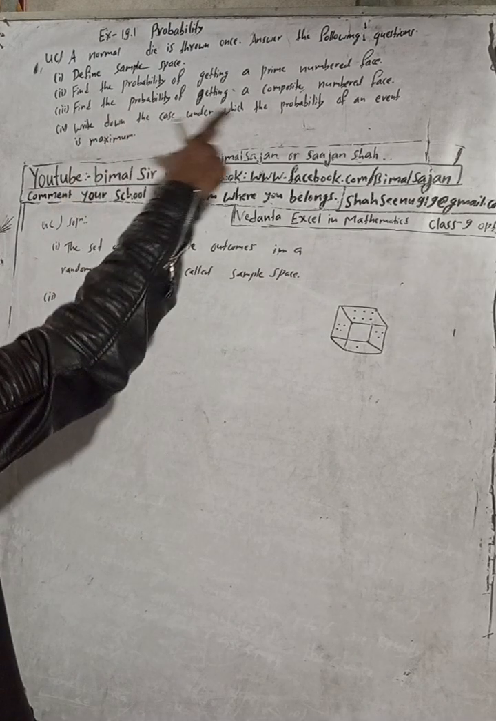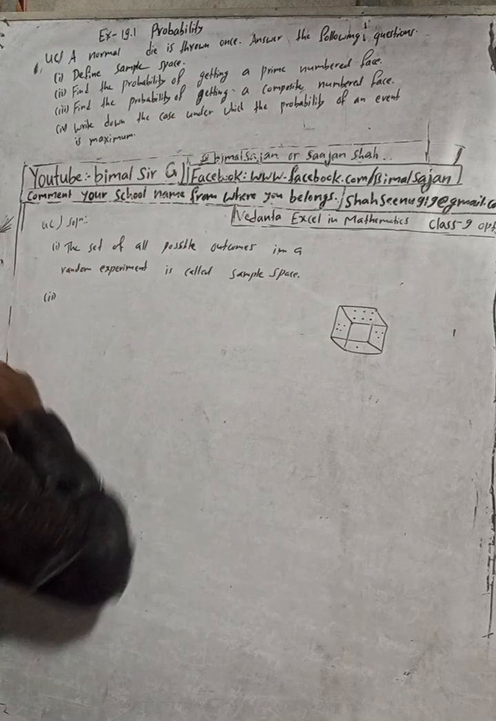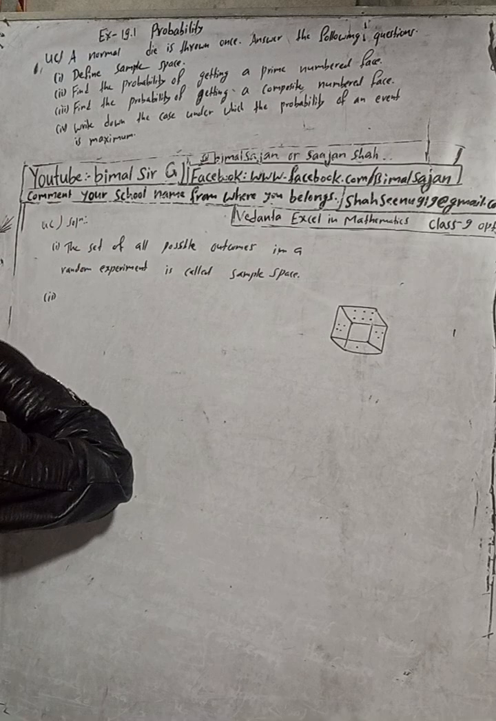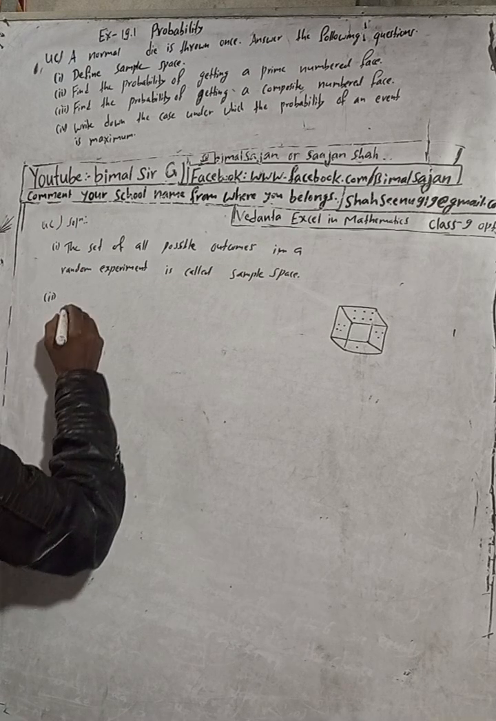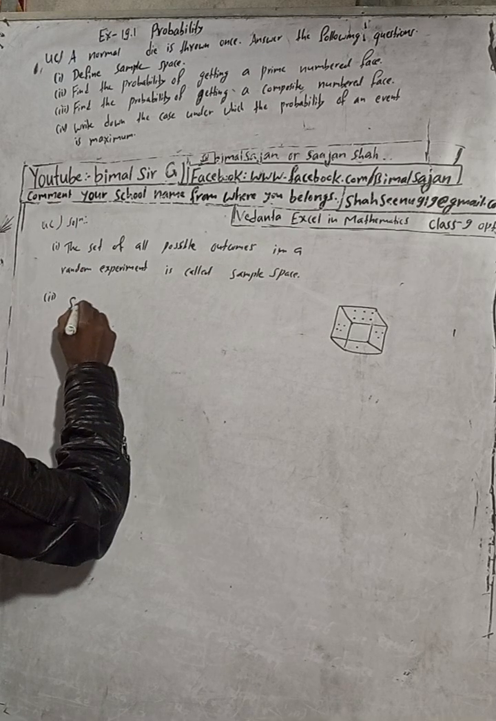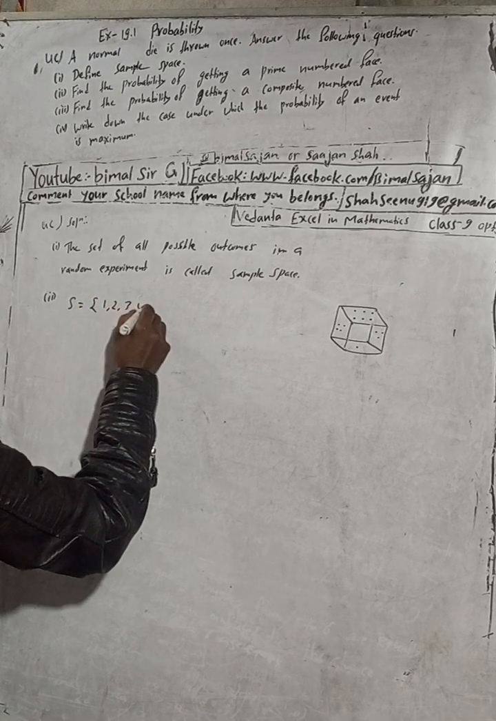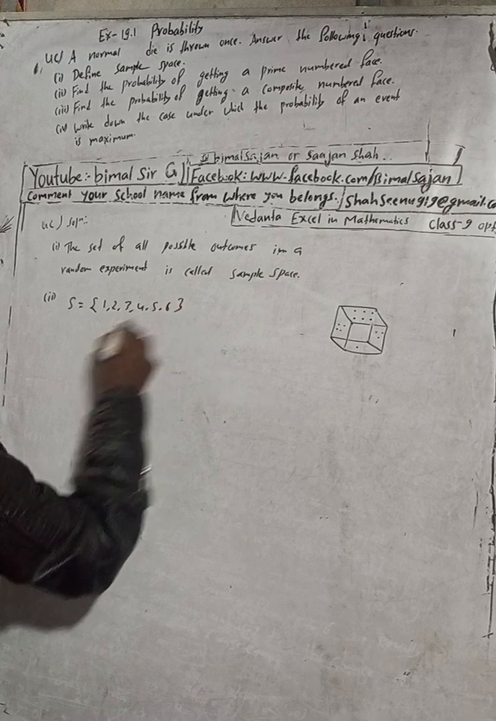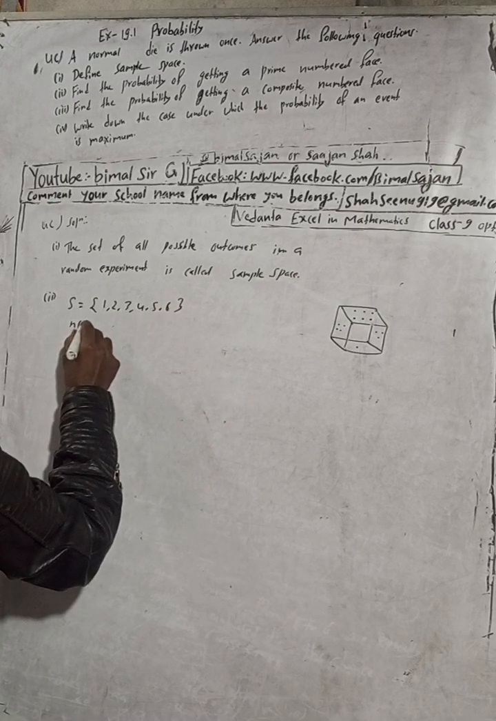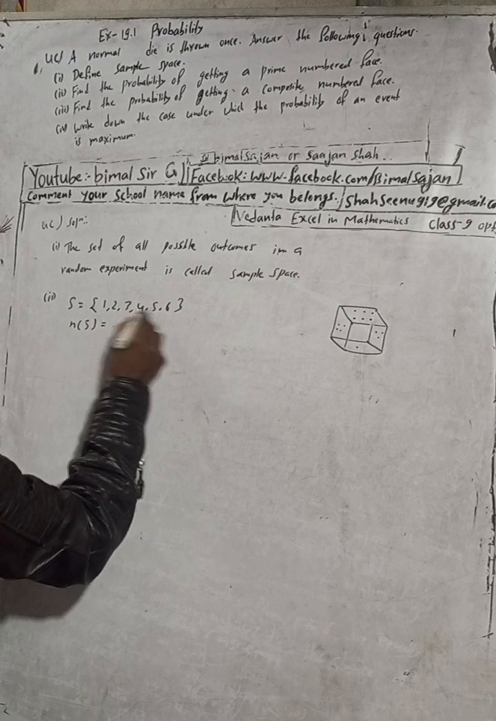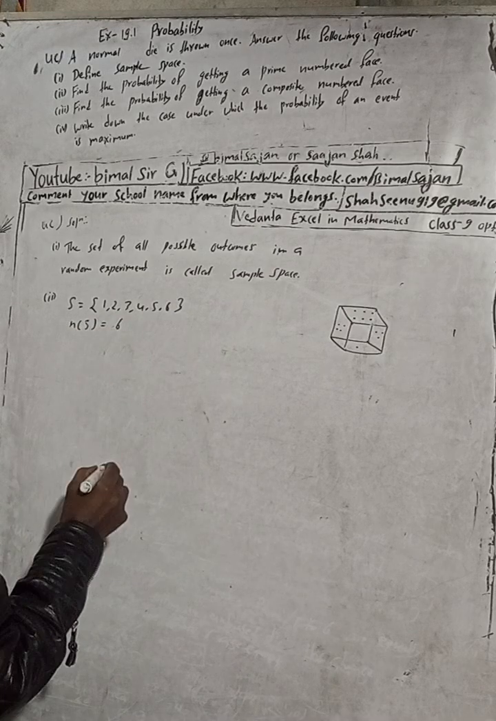find the probability of getting a prime number face. So we know that when a normal die is thrown once, S is equal to the sample space, which is 1, 2, 3, 4, 5, 6. Then N of S is 1, 2, 3, 4, 5, 6, so N of S is 6.